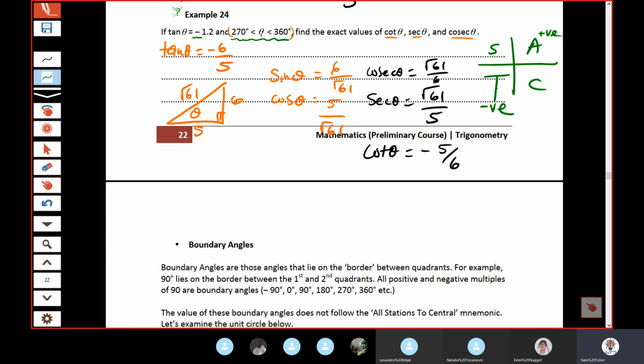It's saying that your theta is between 270 and 360. Where is that? It's in cos. It's right here, 270 to 360. So it's positive here, which means sine is negative. And you're done. Just go and fix them up. Cosec, because it comes from sine, it is negative. Sec comes from cos, it is positive. Cot, negative. Done. That's going to be the answer. So negative root 61 on 6, root 61 on 5, and the other one is negative 5 on 6.